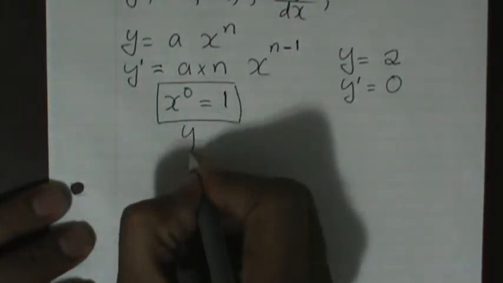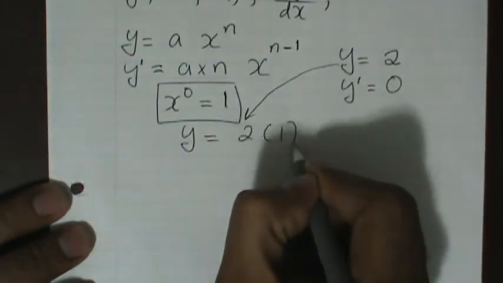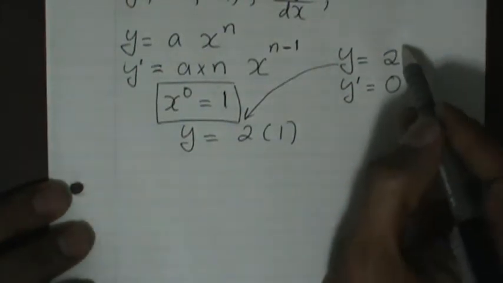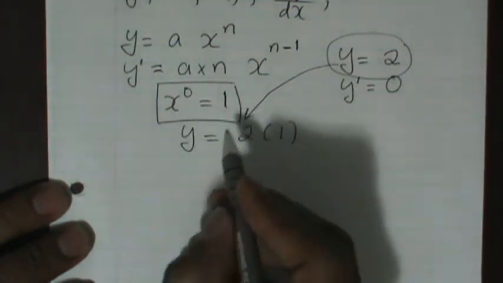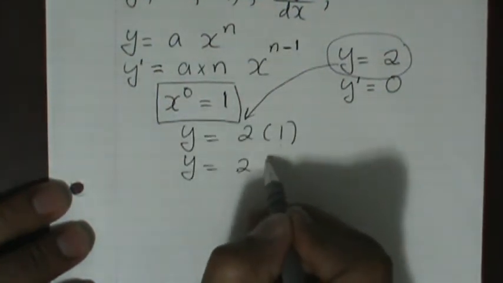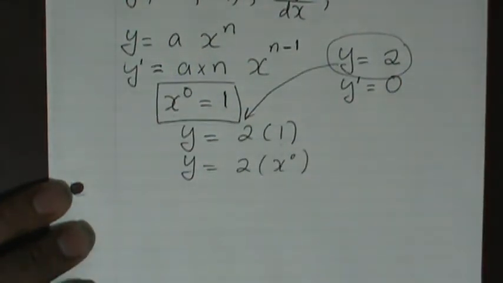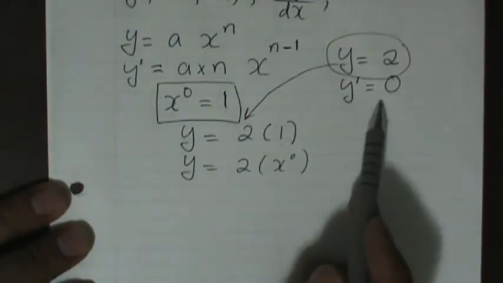So I'm going to write y equals, right here, this expression, 2 times 1. So I'm not changing anything. I'm just rewriting it as 2 times 1, which means still 2. And then I'm going to replace 1 with x to the power of 0. 2 times x to the power of 0 still means 2. So I'm not changing the value of the expression. I'm just going to show you that the derivative of the constant is equal to 0 right here.